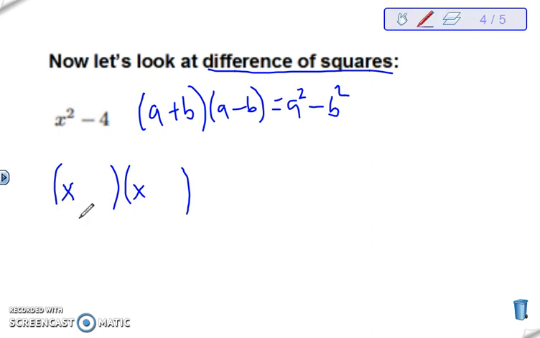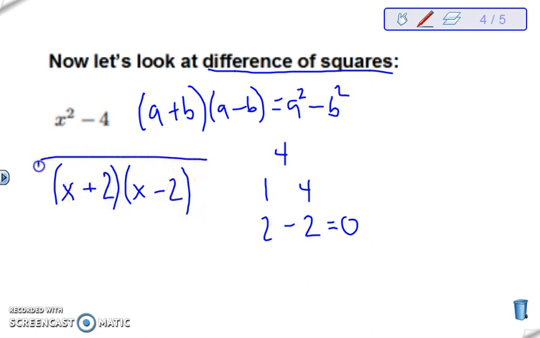If I'm thinking, how do I factor this? I know the factors of 4 are 1 and 4, or 2 and 2. And I know that if I take 2 minus 2, it equals 0. So put a positive 2 here, negative 2 here. We have just worked out the formula for difference of squares. So hopefully we see how that matches with what we had on the previous examples.